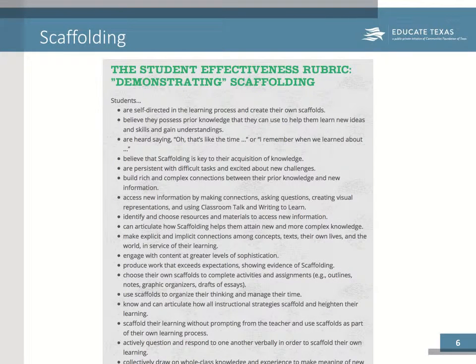Let's look at the student effectiveness rubric for scaffolding. You'll find it in this month's newsletter. Looking at the rubric, you'll see that we're looking for students to make connections.